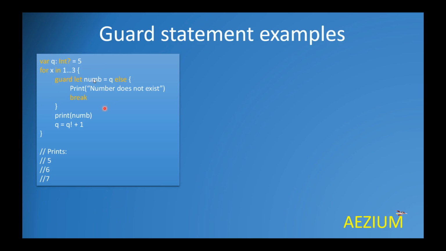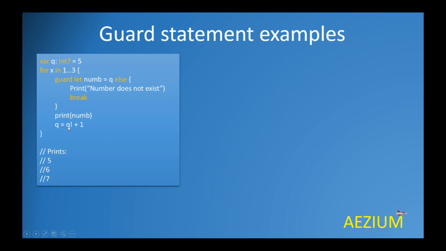So when we run this code for the values of x running from 1 to 3, this will be the result we get. We start with q equal to 5. So we enter the loop. q contains a non-nil value, so that value is assigned to num, which is equal to 5. And then we go beneath the guard statement and print that number, which is 5.